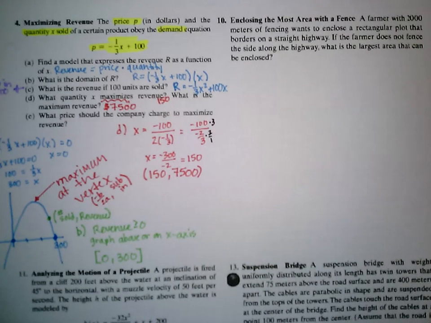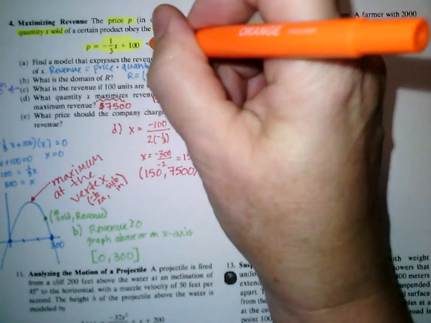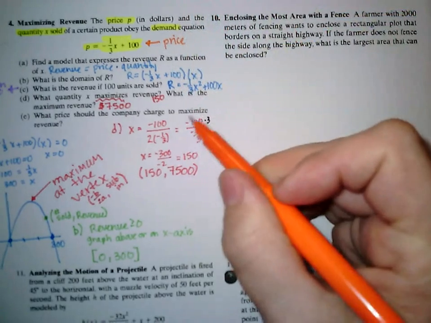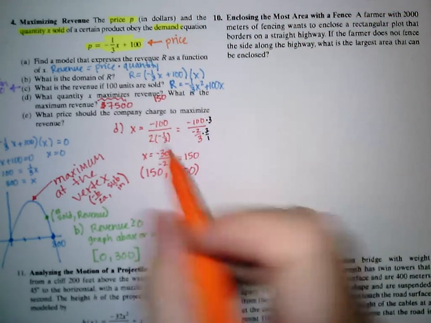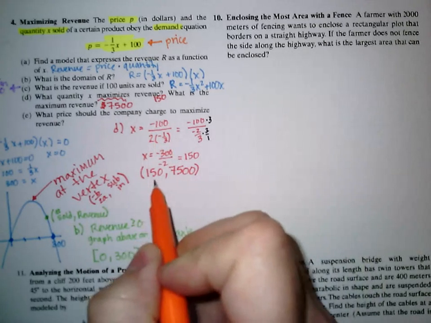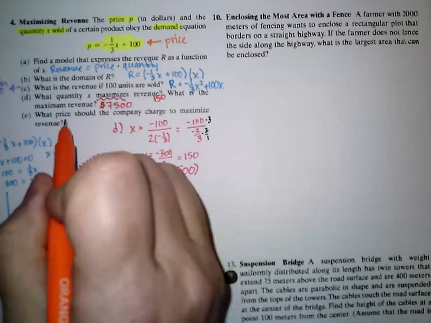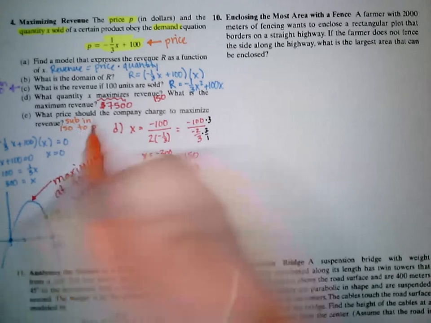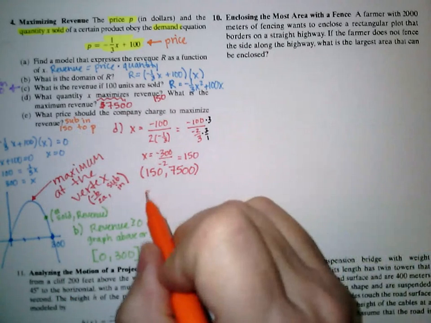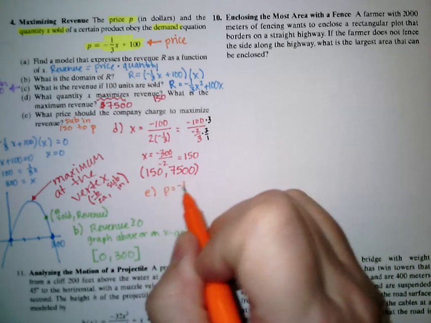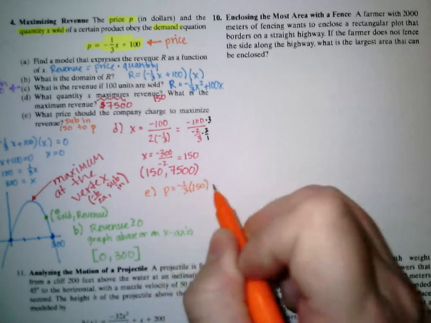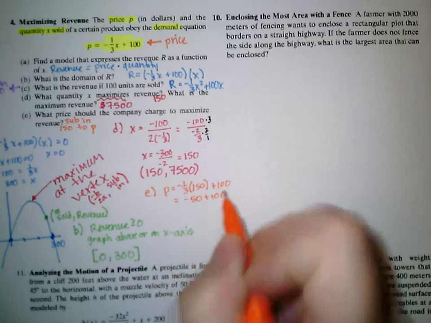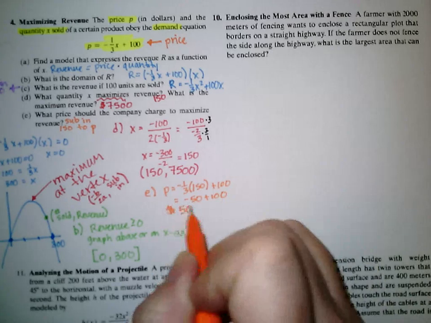To answer that question, we're going to have to go back and look at the price function, because this is the price that we're going to sell things at. So we would need to sub in our quantity sold, which is 150, to the price equation. So part E, price would be negative 1/3 times 150 plus 100, which is negative 50 plus 100. So we're going to be selling these items for $50.